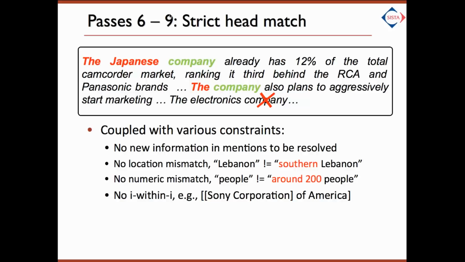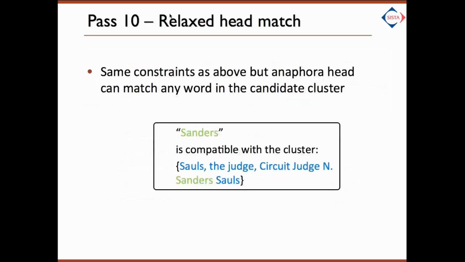Okay, so this is the same as above. Suppose we're trying to resolve this mention, senders. But now we allow it to match with any words in the previous clusters. This cluster has three mentions: souls, the judge, circuit judge, and sender souls. None of these mentions has the head word senders, right? But in this sieve, which has lower precision than the previous one but higher recall, we allow the head word of this mention to match any words in a cluster. So it matches senders, which modifies souls here.